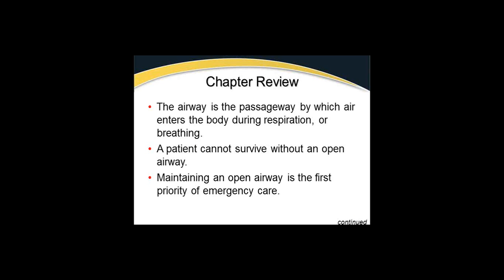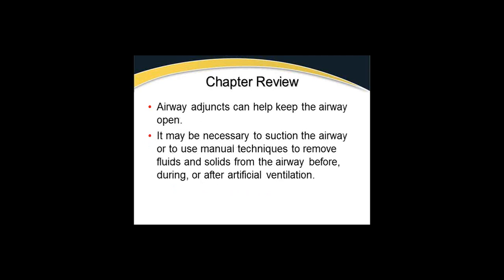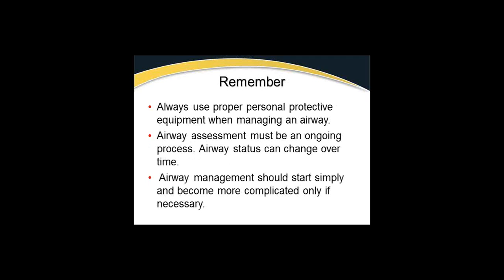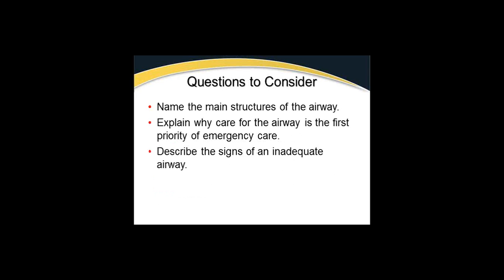All right, so in our chapter review, all this chapter is talking about is keeping that passageway open. How do we keep the passageway open for air to go in and out? Patient can't survive without it. This is something we have to always be ready to work on at a moment's notice. We have to be ready to suction when necessary. Personal protective equipment is a must. Airways change over time. Be ready to improve it or sometimes even remove it. Don't forget advanced life support is a potential option for you to call for assistance.